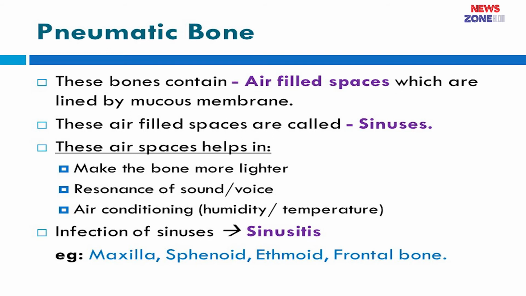So, three things again: it makes the bone lighter, it helps for the resonance of voice, and it helps for the air conditioning. Now, these air cavities or air spaces are called air sinuses, and if the inflammation happens in these air sinuses, that is called sinusitis. The most common examples: maxilla, sphenoid bone, ethmoid bone, and sometimes frontal bone.